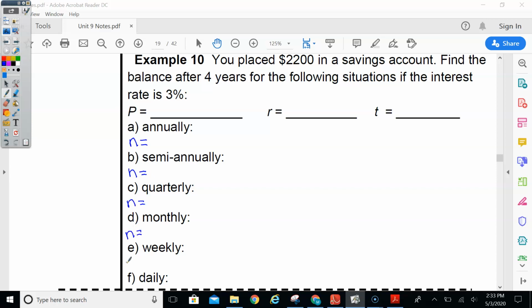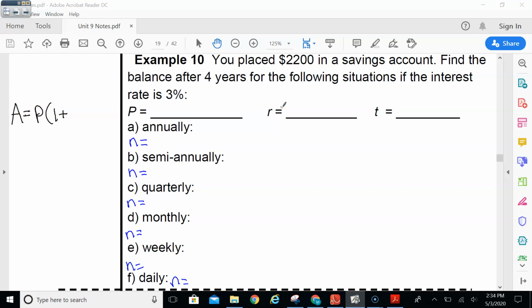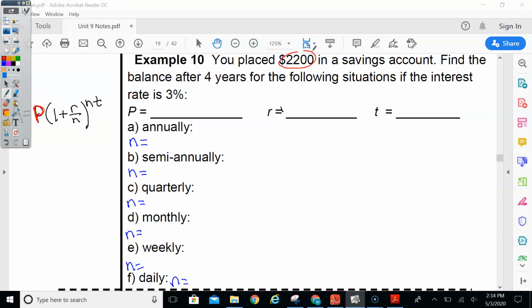Let's do the daily one. Let's set up the equation real quick. The formula is A equals P times 1 plus R over n, to the nt power. Getting all the values here, P is your starting amount, so we started with 2,200.